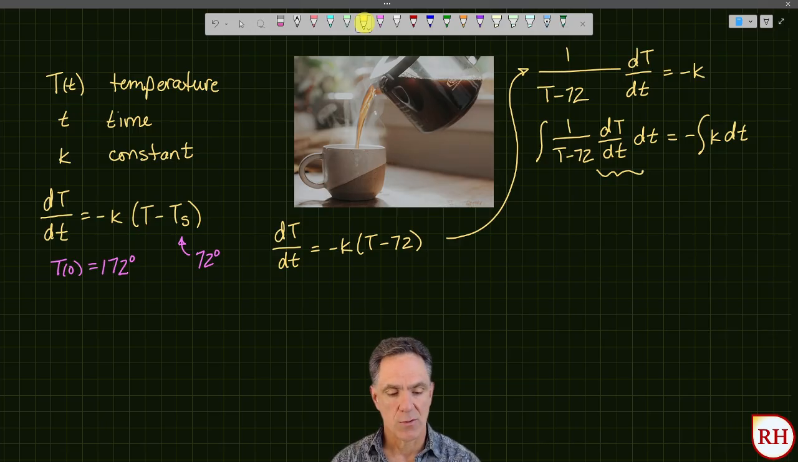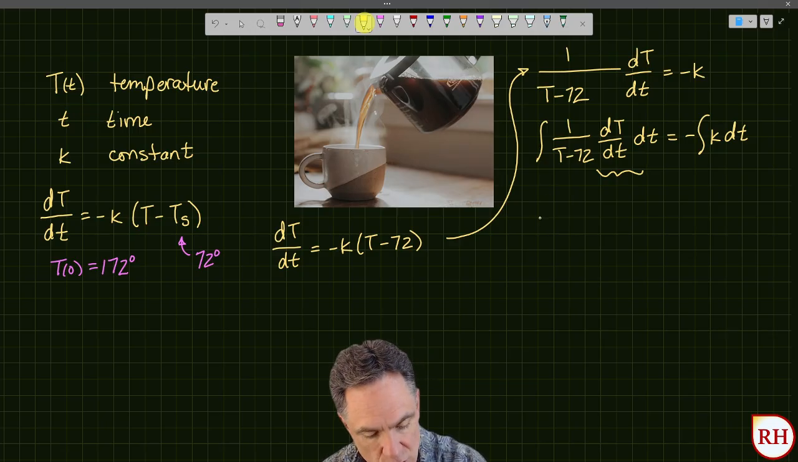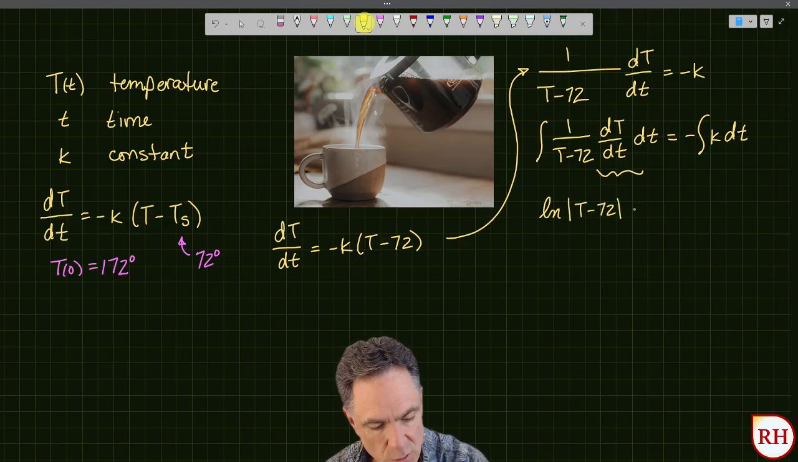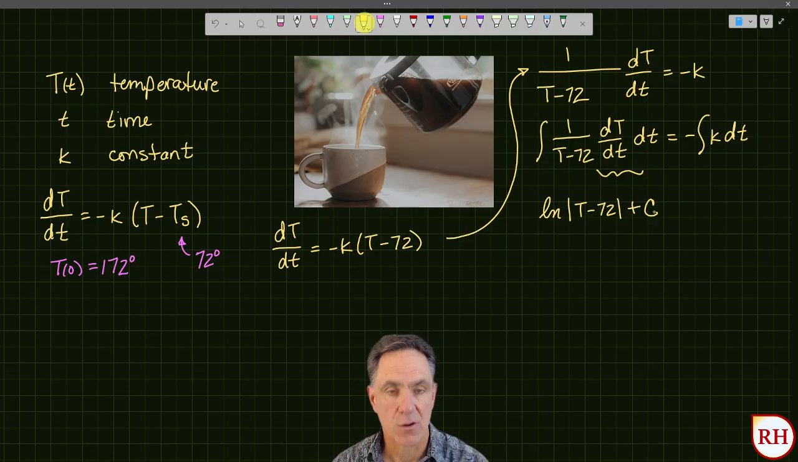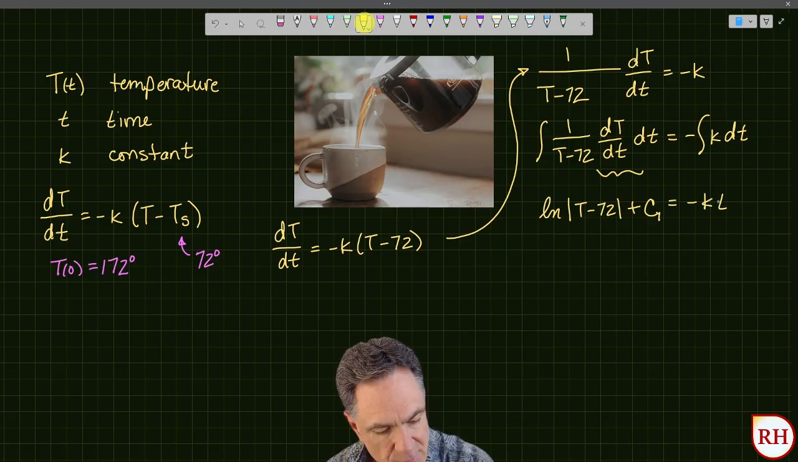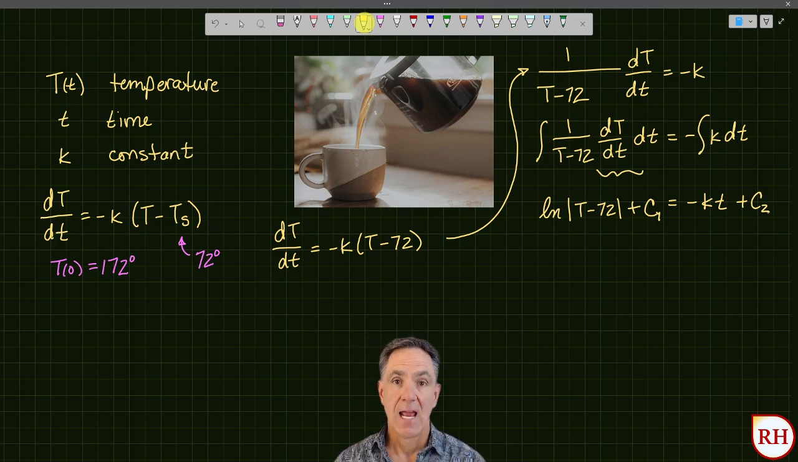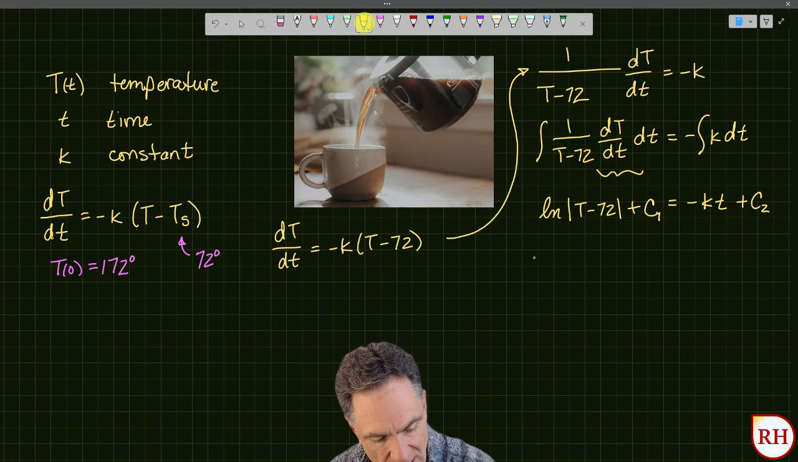Right now what I'm going to do is just say, hey, the solution here is the natural log of the absolute value of T minus 72 plus some constant of integration is equal to negative k times t. Remember, k is a constant plus a different constant of integration. And now it's an algebra problem to solve for the capital T. Remember, we're solving for the function temperature.